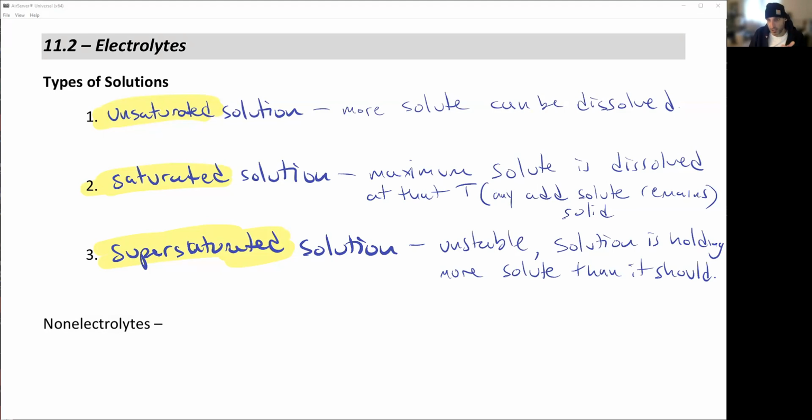Okay, so unsaturated, saturated, and supersaturated. It's just different levels of how much solute is allowed at that level.